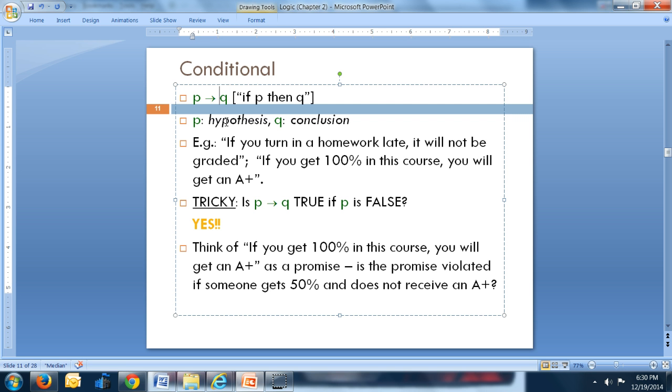That is an if statement. So the hypothesis is in here. For instance, if you get 100% on this course, then you will get an A+. That is the conclusion.